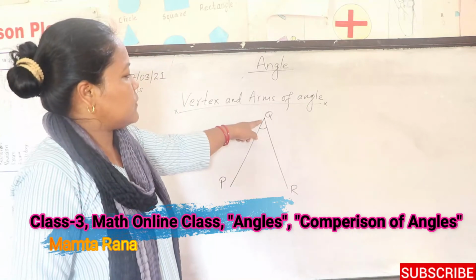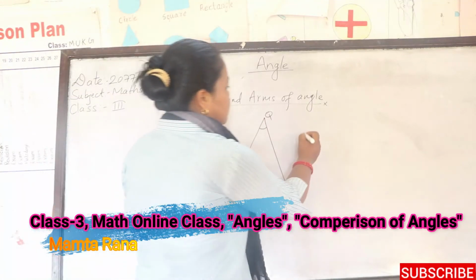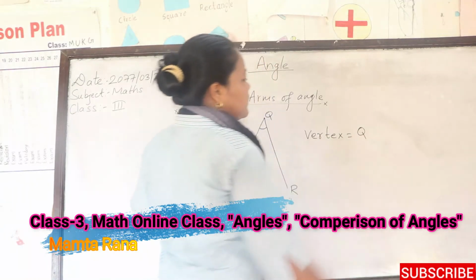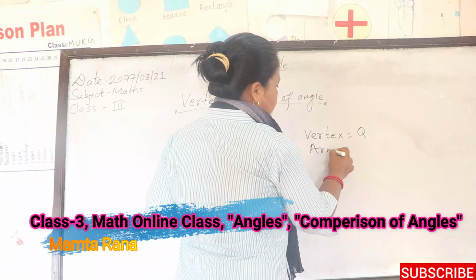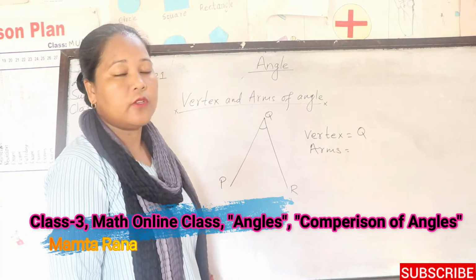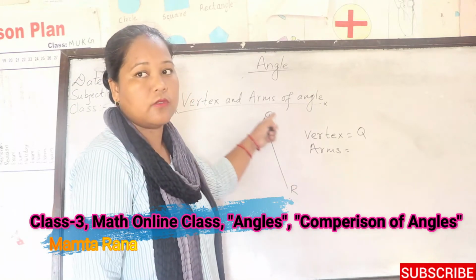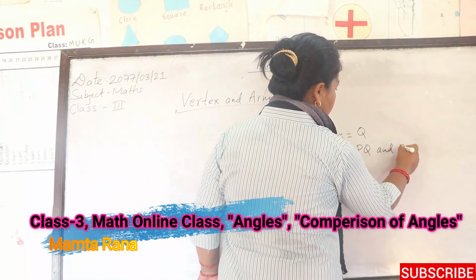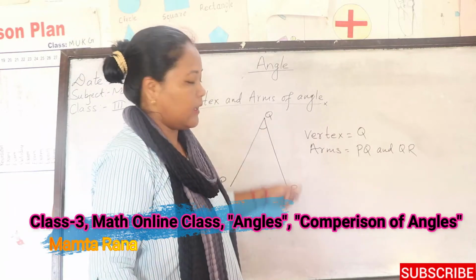This point where the angle is formed is called the vertex. Good. Here the vertex of the angle is point Q. And the arms are the line segments which are used to form the angle. So PQ and QR, these two line segments, are the arms of this angle.